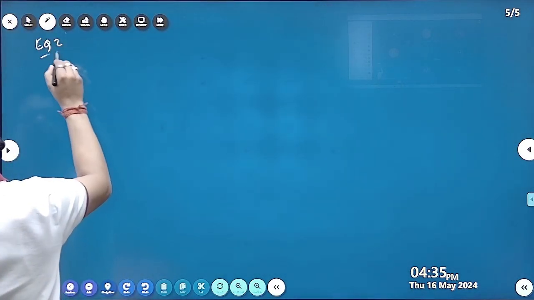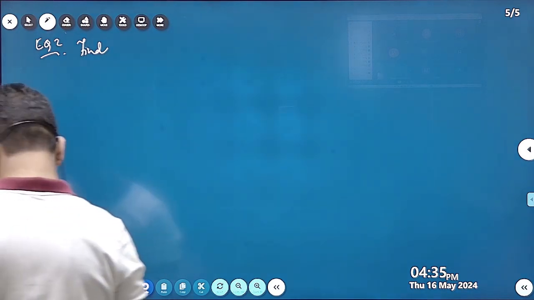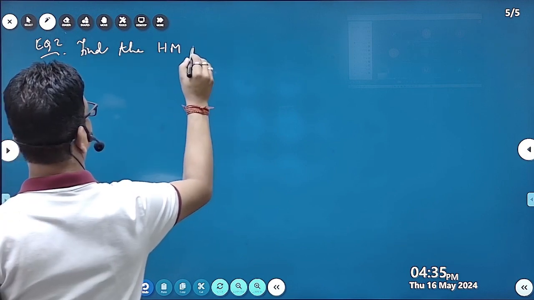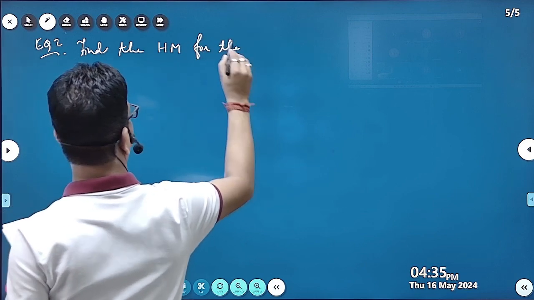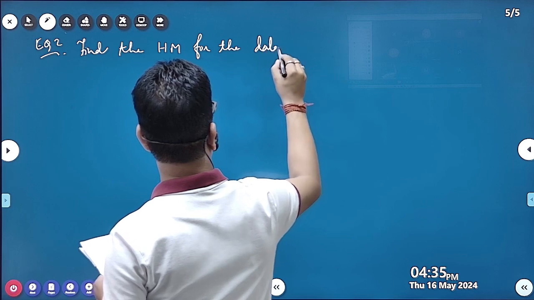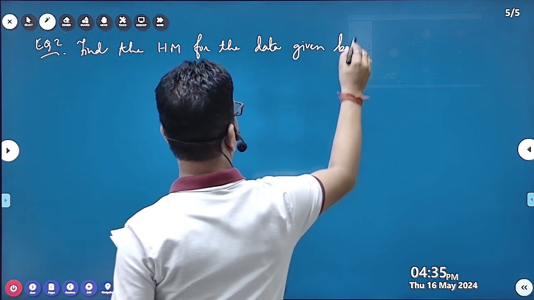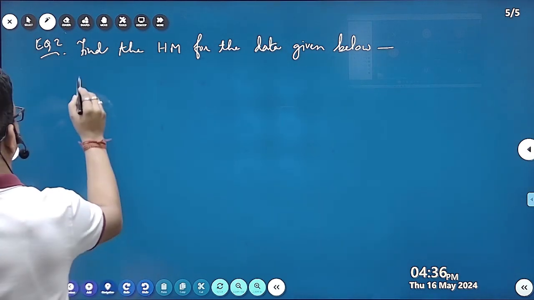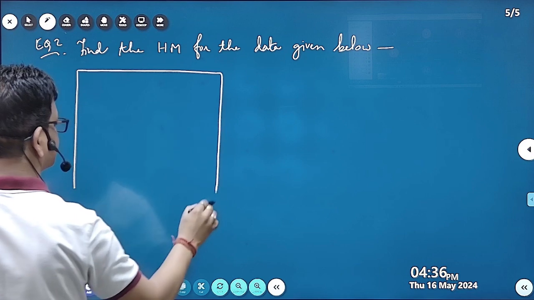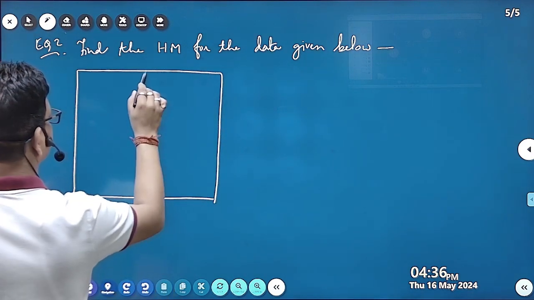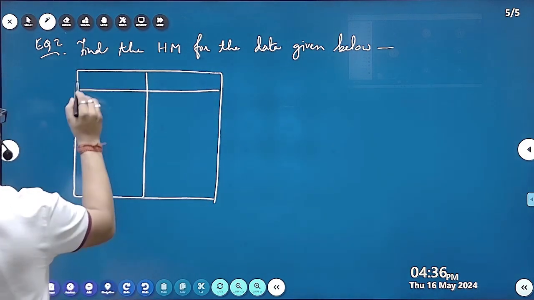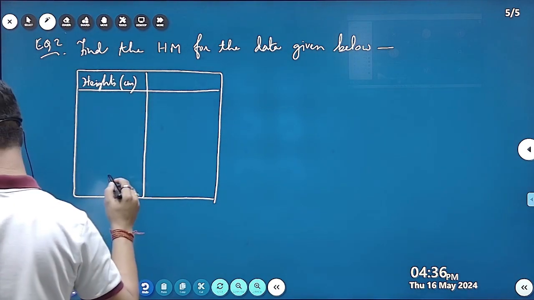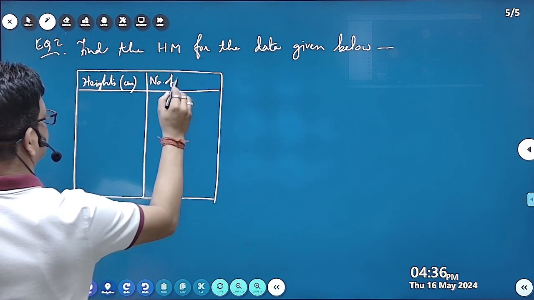Extra question, suppose number 2, find the HM for the following data. For the data given below, suppose it is in tabular form. Suppose these are the heights of some students in centimeters, and these are the number of students, or suppose participants.